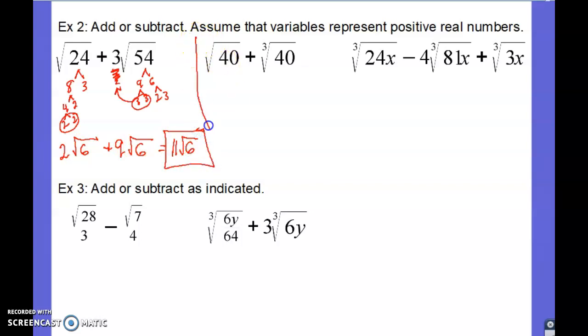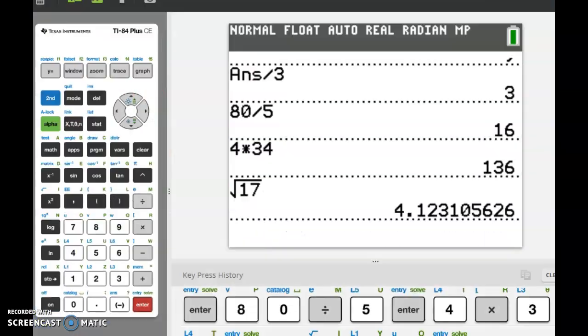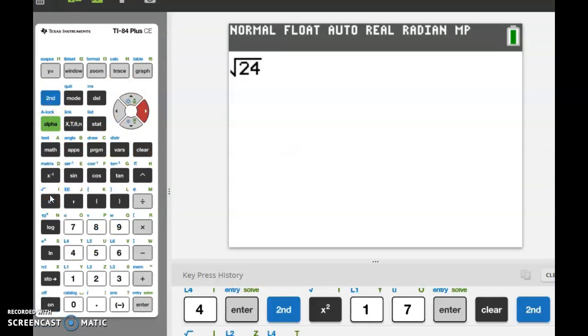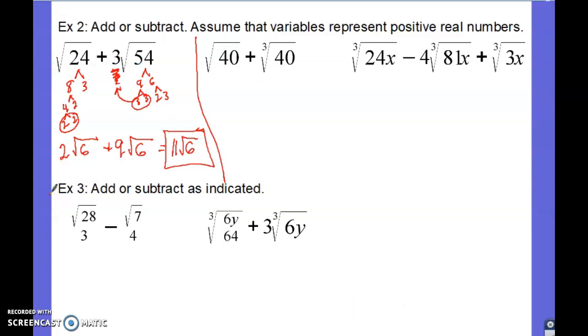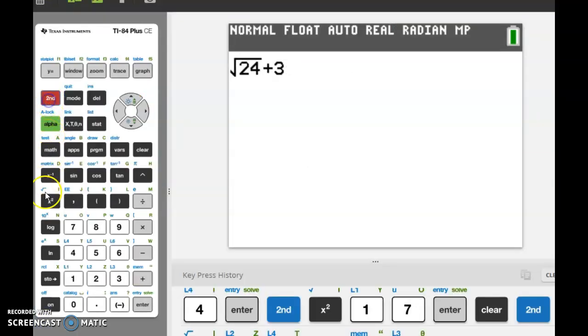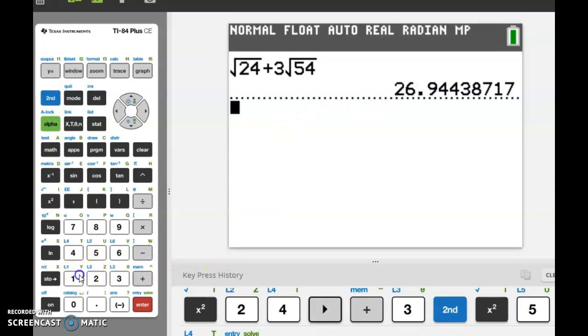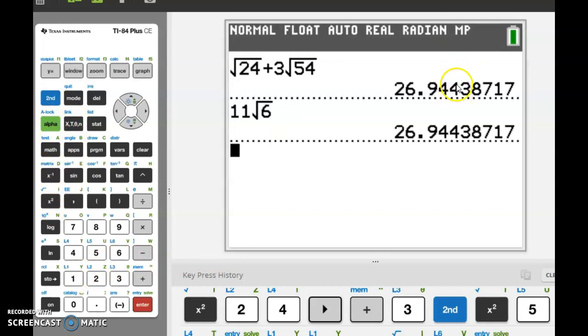Feel free to pause or try to work this out on your own and see if you agree. I do want to point out, though, you can check with your calculator. As far as I know, though, your calculator will not give you the exact answer. Like if you were to type in square root of 24 plus, you forgot the number, 3 root 54, I don't think it'll give you the right answer. But you can double check that you're right by typing in the answer you get, and it should be an identical decimal if you're doing it correctly, which I did.